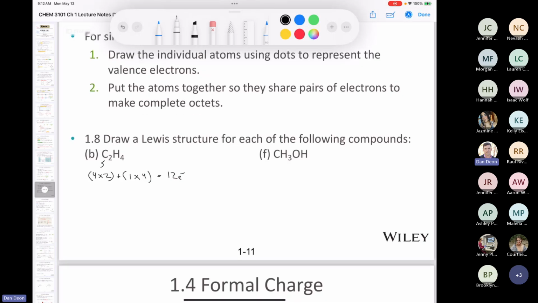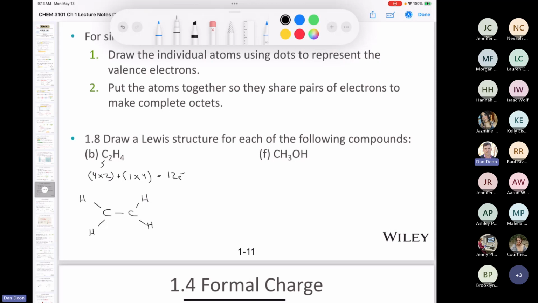And so what are we going to do? I would start by putting the 2 carbon atoms together like this, and then I would draw single bonds to the hydrogens like that. Okay. Now, the structure that I've drawn so far, how many valence electrons have I used up so far in what I've drawn? 10. Exactly. I've used up 10.